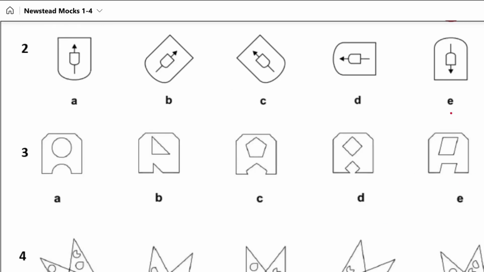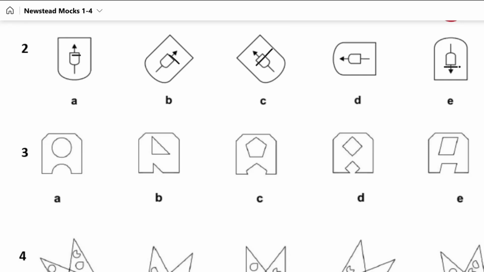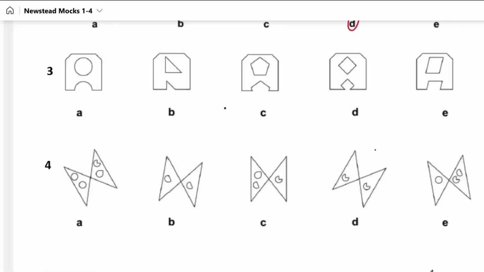Question number 2. We have an arrow and this semicircle banner flag on the outside. And each time this arrow is coming out of this flat side. So we have flat side, flat side, flat side, flat side. All of them except for D, where the arrow is coming out of the curved side. All of the others, apart from D, have this shape cut in half, and that's what's taken out.